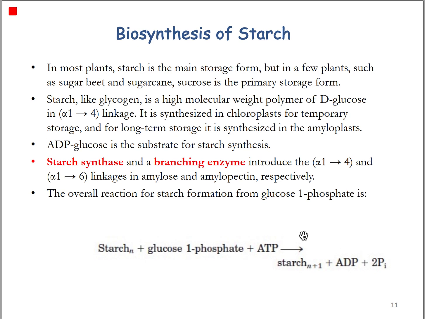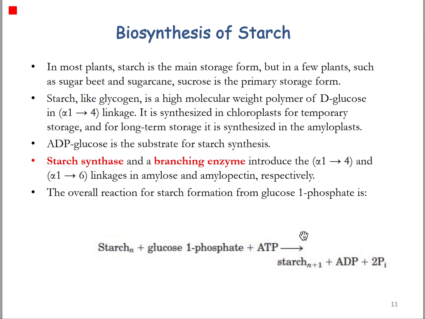So what about the biosynthesis of starch? In most plants, starch is the main storage form, but in a few plants such as sugar beet and sugar cane, sucrose is the primary storage form. Okay, starch, like glycogen, is a high molecular weight polymer of D-glucose in alpha 1,4 linkage, and it is synthesized in chloroplast for temporary storage, and for long-term storage it is synthesized in amyloplast.